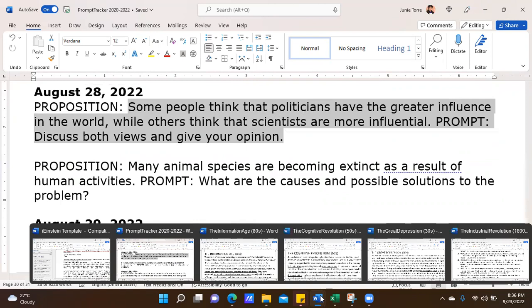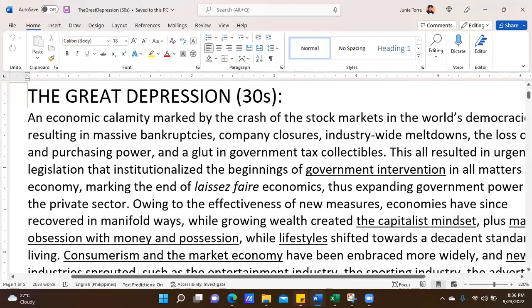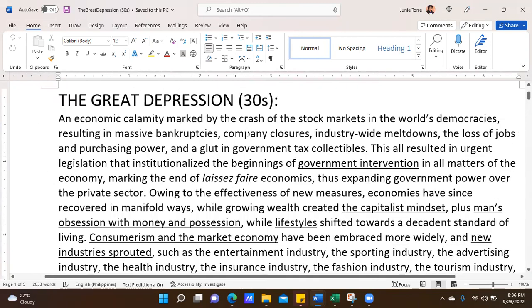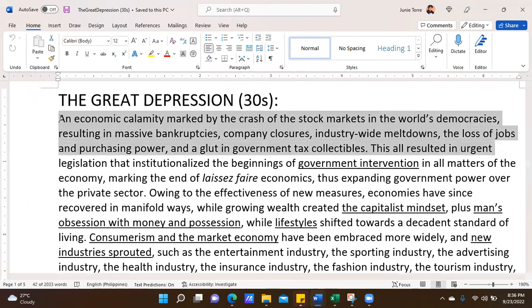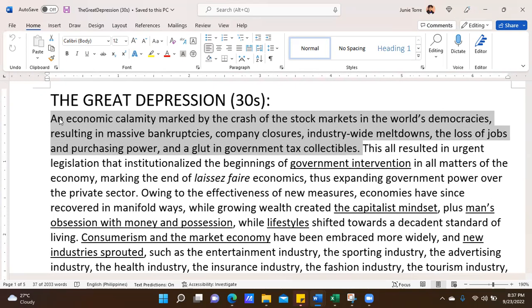Sige, let's move on to the next great trend. Industrial Revolution is down. Palo tayo sa the Great Depression. So the Great Depression is an economic calamity marked by the crash of the stock markets of the world's democracies, resulting in massive bankruptcies, company closures, industry-wide meltdowns, the loss of jobs and purchasing power, and a glut in government tax collectibles. Yun. O, balik na tayo sa farming.